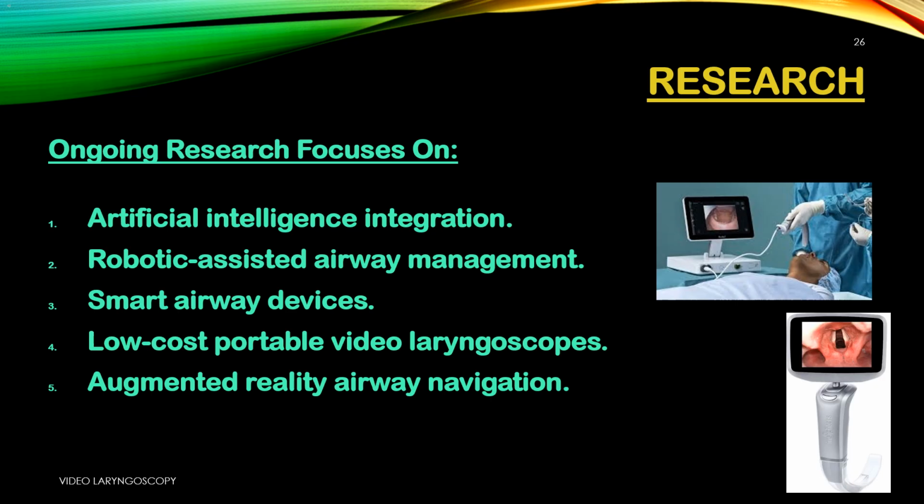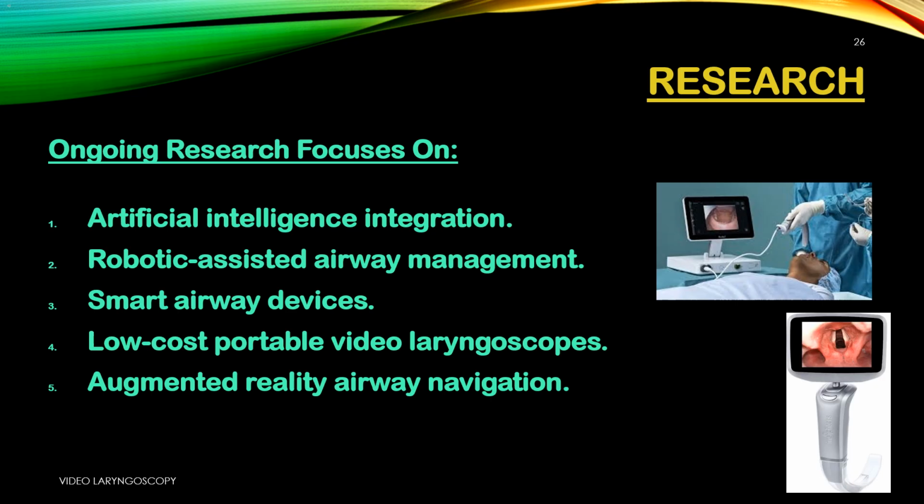Ropes may help position the blade and advance the tube. Aims to make intubation more precise and consistent. 3. Smart airway devices. Devices with sensors that give feedback on pressure, depth, and placement. Reduces trauma and errors. 4. Low-cost portable video laryngoscopes. Research into cheaper, battery devices for clinics and low-resource settings. Makes the tech more accessible.